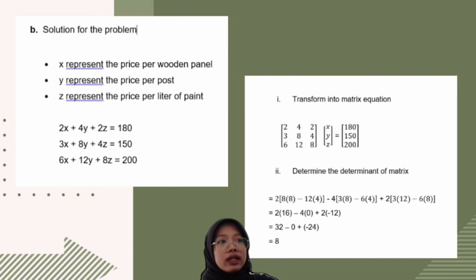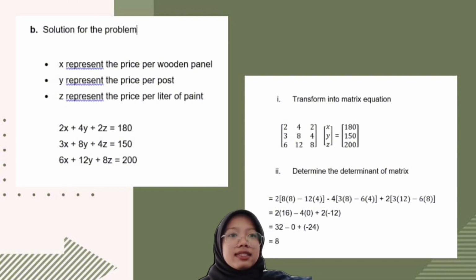So step number 1, we need to transform the 3 expressions into matrix equations. After we transform into a matrix equation, step number 2 is we need to determine the determinant of the matrix. How to determine the determinant of the matrix? We need to use a method, Cramer's rule, in this problem. So for the first step, we need to determine the determinant of the matrix.